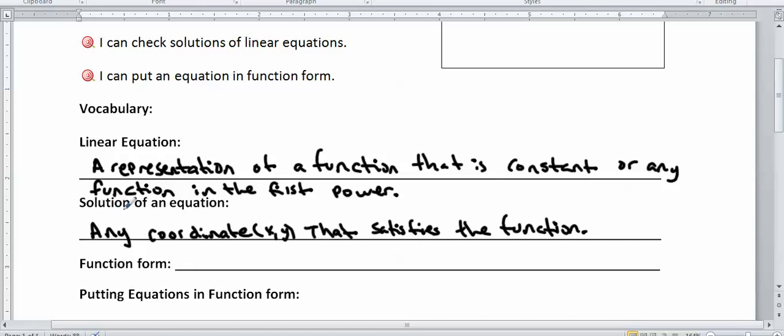Okay, function form is placing an equation, or I'm sorry, not placing an equation. It's just solving an equation for a variable, such that one variable is a function of the other.